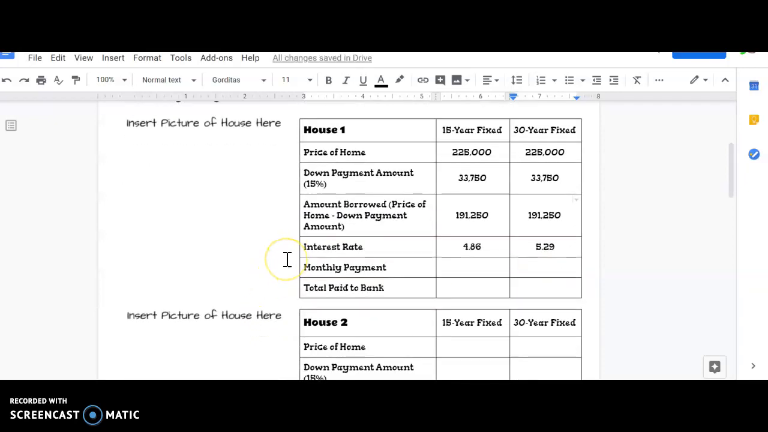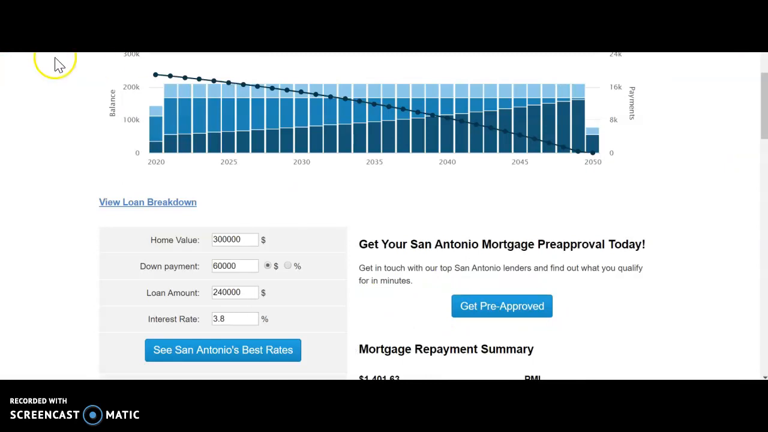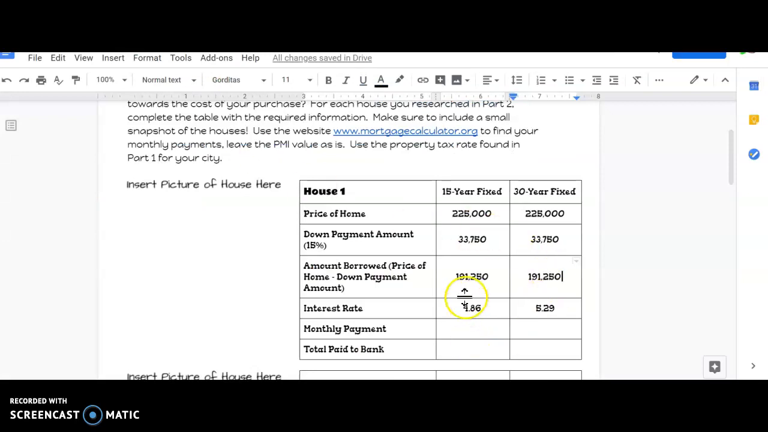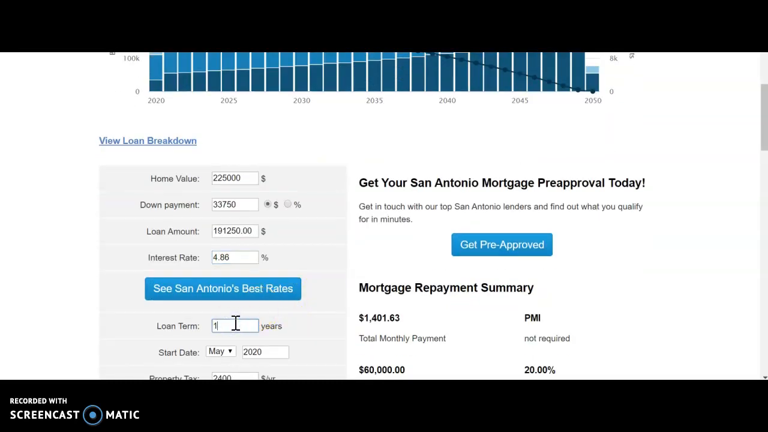So now we're going to use our link here for our mortgage calculator, and we're going to be putting in these different values. So when I open the mortgage calculator, we're going to put exactly what we just put in there. So your home amount, your down payment, which we said you can put either as a percentage or you can put it in as a value. The rate, we'll look at the 15-year first, so 4.86. And then we can change this to a 15-year.